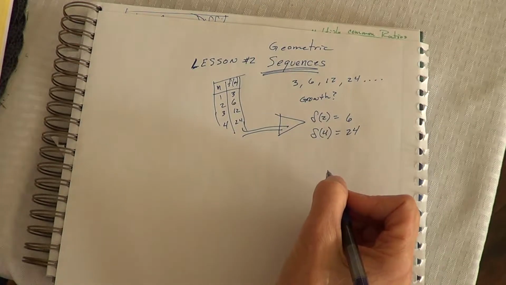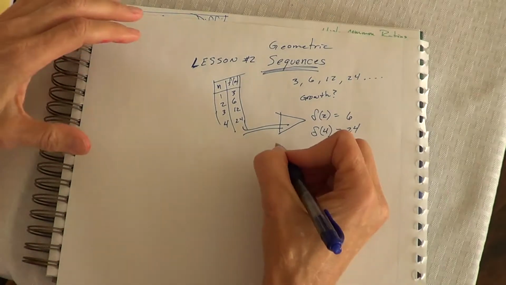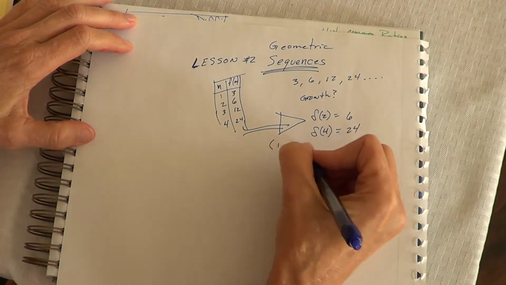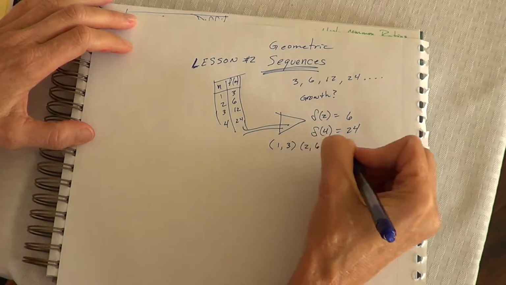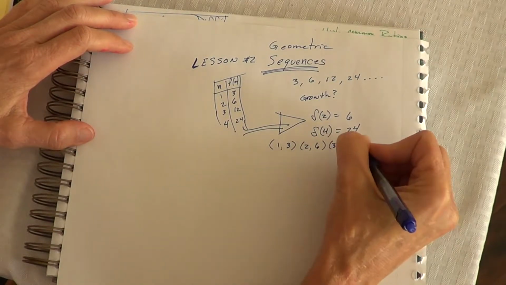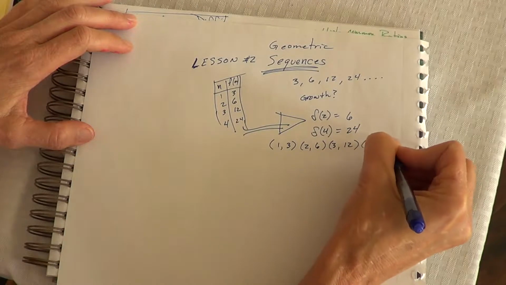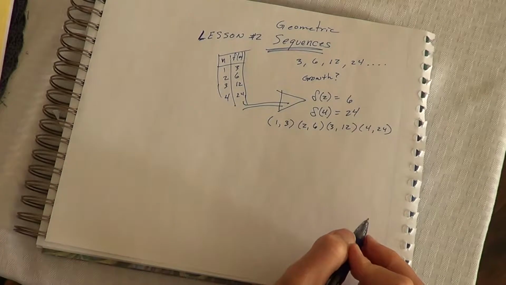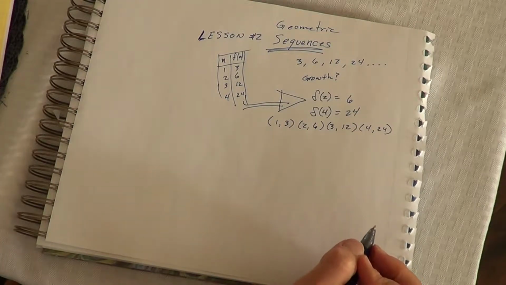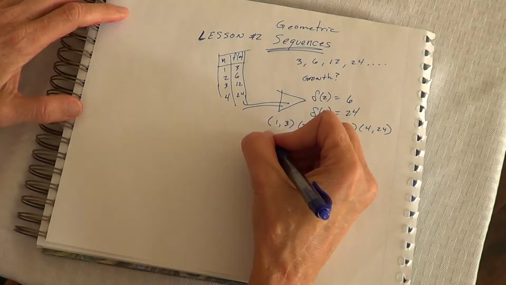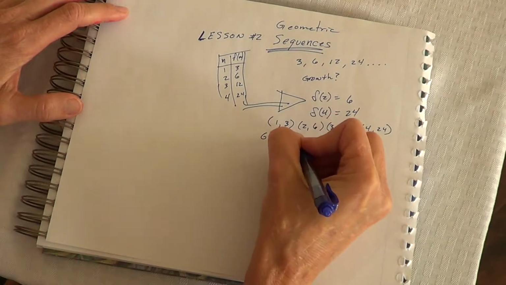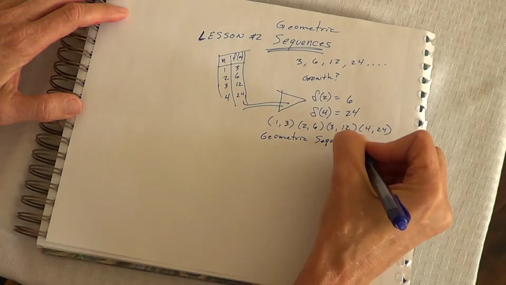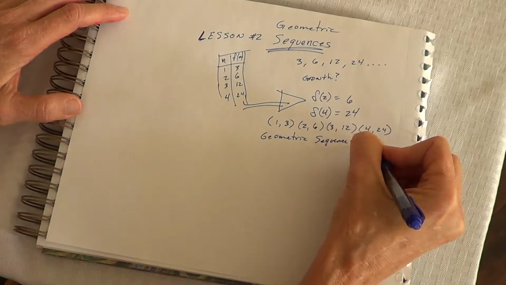Okay? Next thing that we want to look at is, well, let's put them into points. So we have (1, 3), (2, 6), (3, 12), and (4, 24). My curiosity obviously is going to be, well, yesterday we found that arithmetic sequences were linear functions. Okay? Today I want to know geometric sequence is what kind of function?